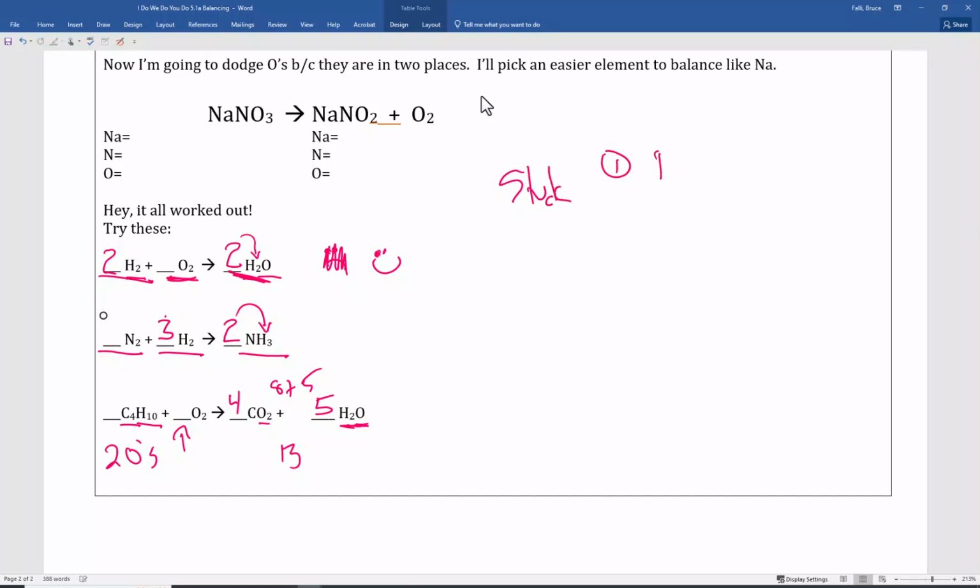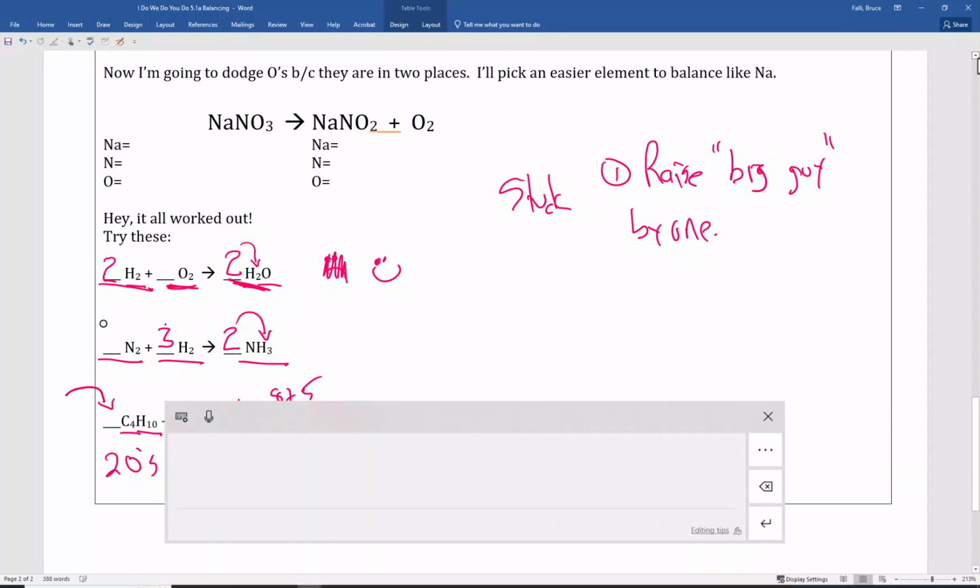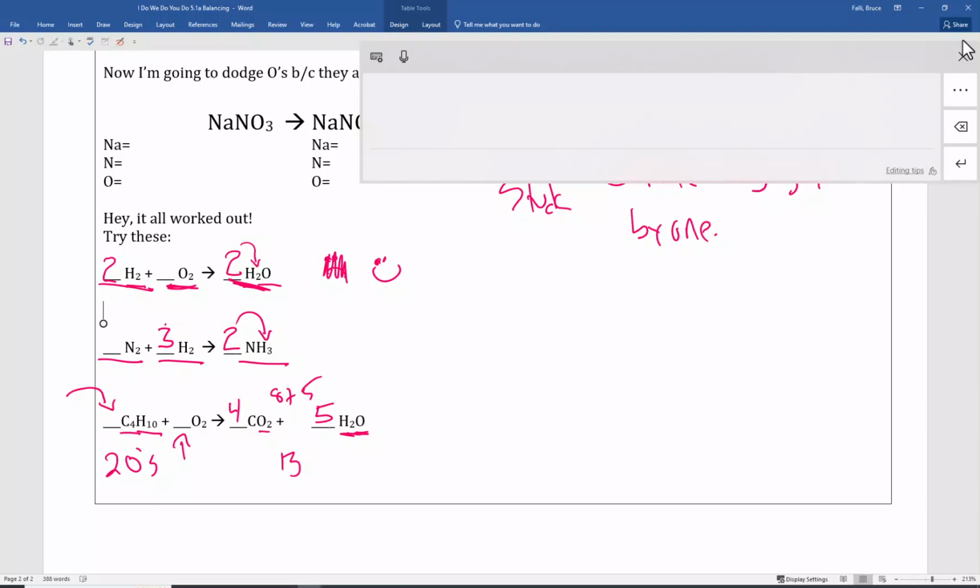One, double the big guy. Oh, not double, I'm going to change that: raise the big guy by 1. Okay, so who's my big guy? Well, C4H10 is the biggest one that's out here, right? So right now it's 1, so I'm going to change it to a 2. So if I put a 2 right here, comes the trouble.